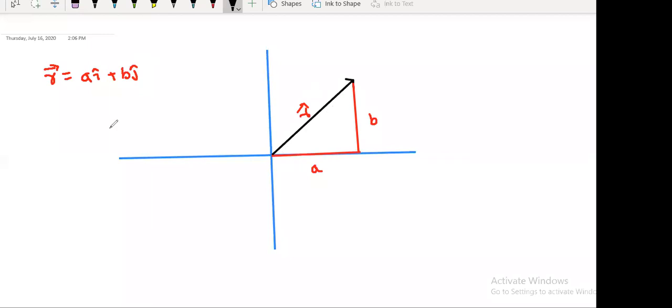Now, tell me, what is the length of this hypotenuse? What is the value of the length of the hypotenuse in terms of A and B? So hypotenuse is root of A square plus B square. Yes or no? Tell me.